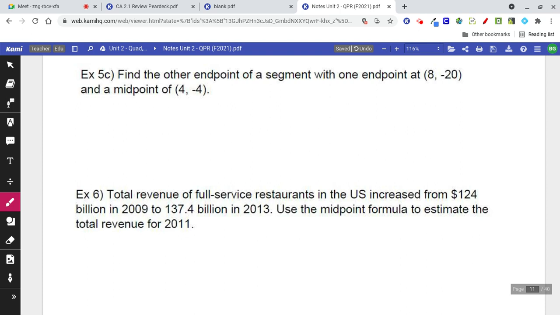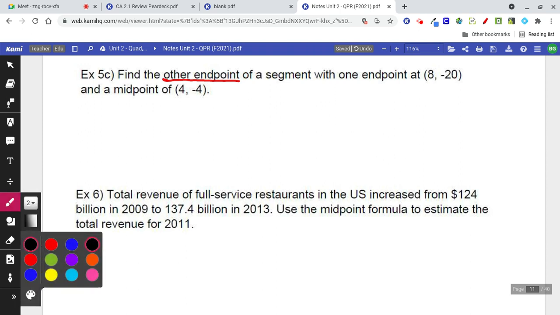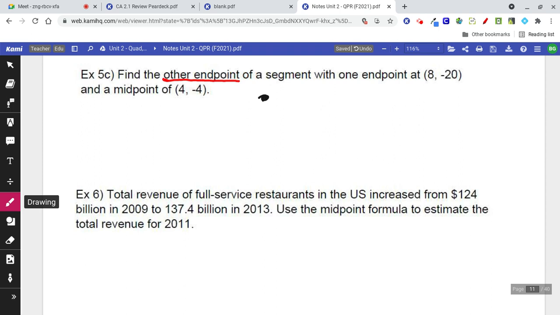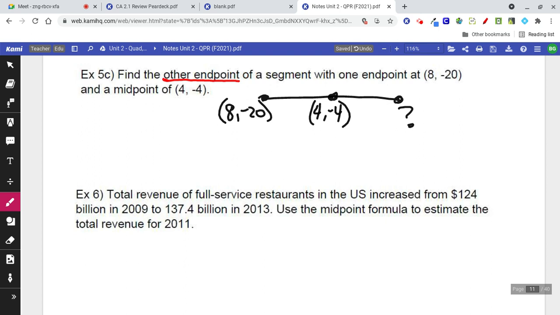5C, find the other endpoint of a segment with one endpoint at 8, -20 and a midpoint of 4, -4. Now here's another one where students get super confused. Okay, if you're super confused, draw it out. This time, we're talking about a midpoint, but they give me one of the endpoints is 8, -20, and they give me the midpoint is 4, -4, but they're asking me for the other endpoint. You can still use the midpoint formula, but it's not quite the same thing as before. It's not quite as easy as before.